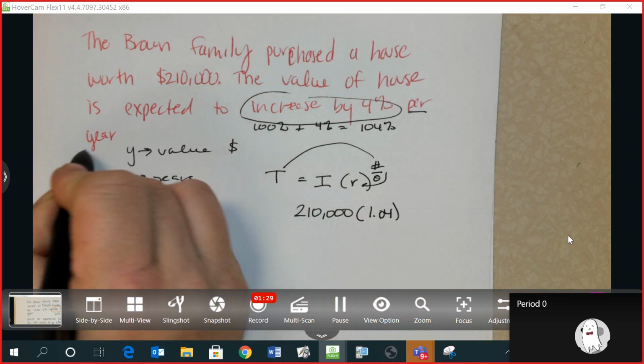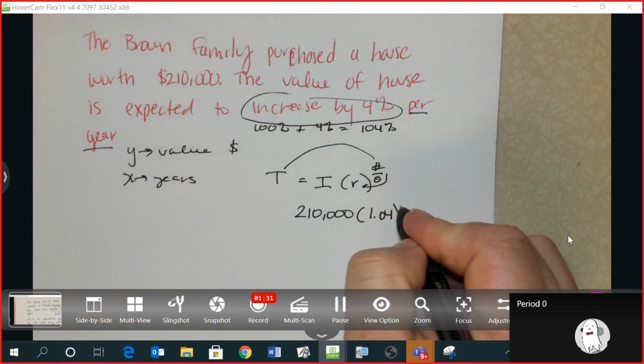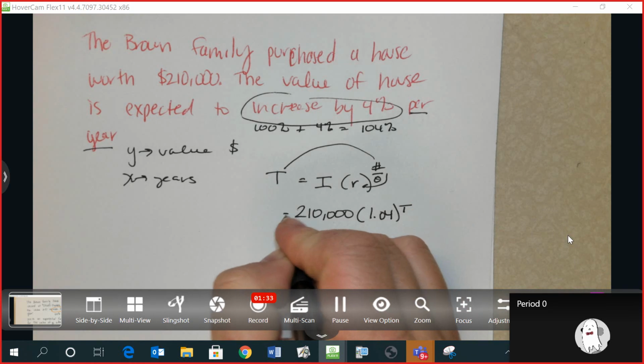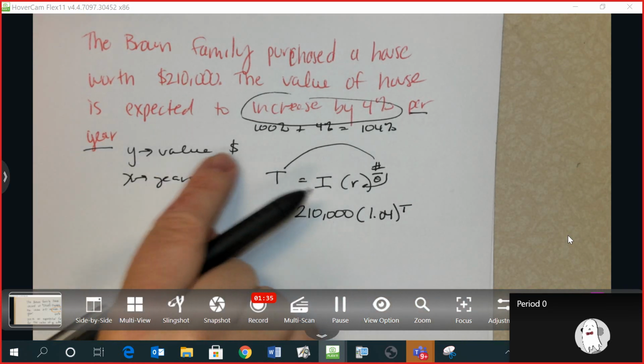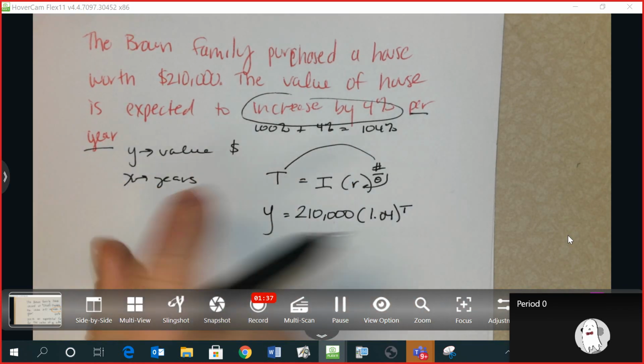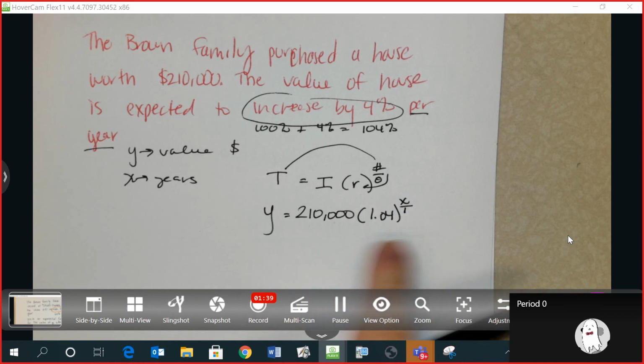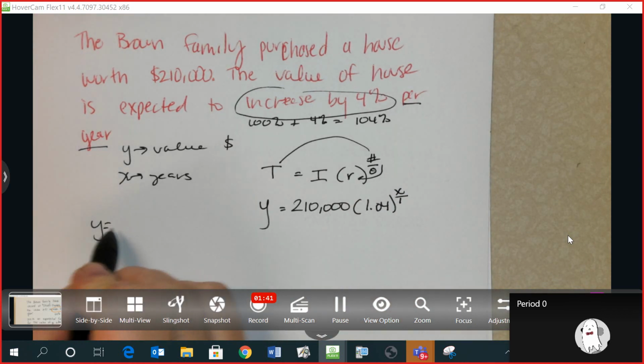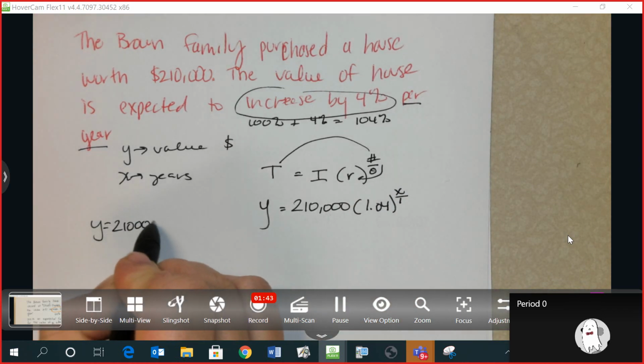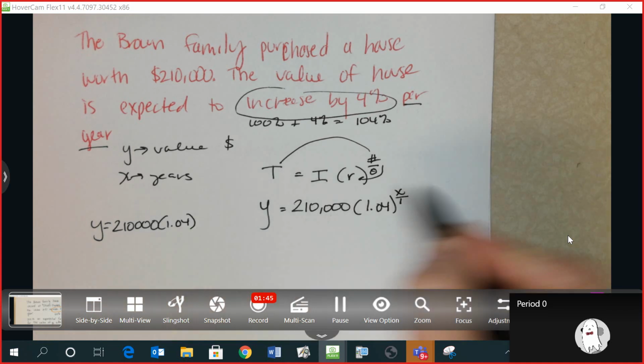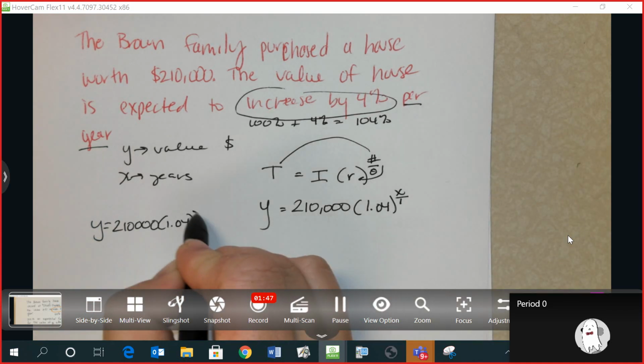Now, when does it occur? It occurs per year, once per year. So 1's on the bottom. In this case, it says y is the total value and x is the number of years. So is this acceptable? Sure. Or x divided by 1 is just x.